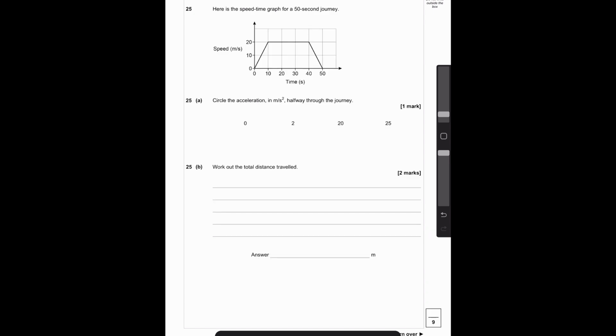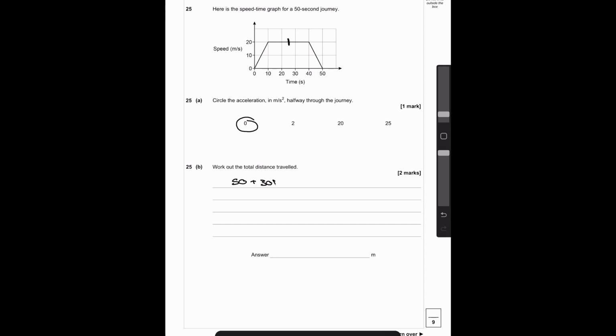Question 25 says that there is a speed-distance-time graph for 50 seconds of a journey. Circle the acceleration in meters per second squared halfway through the journey. Halfway through the journey will be here. Acceleration is the rate at which speed is increasing. Our speed is staying consistent, it's not changing, which means acceleration must be 0.